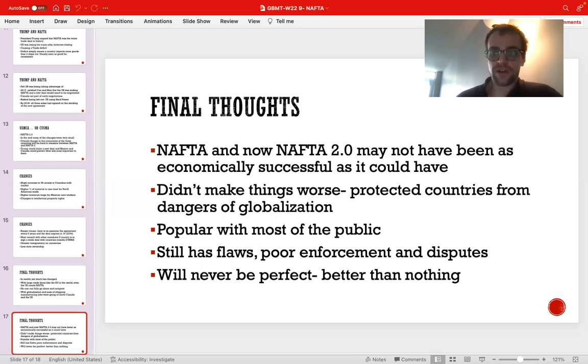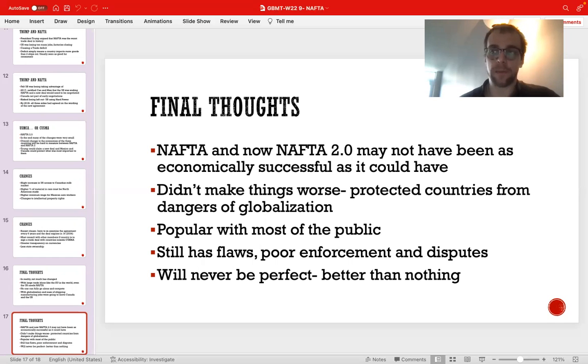So some final thoughts also, that NAFTA and now NAFTA 2.0 was not as successful as it could have been and did not sufficiently protect workers and the economies of the members in the agreement. Nevertheless, it didn't make things necessarily worse than it would have been without it. And many of these tendencies would have continued regardless without NAFTA. In fact, NAFTA did actually protect societies from certain aspects of globalization that could have been more disruptive to their economies and their societies. And NAFTA 2.0 contains some new features, as we've discussed, which helps mitigate some of these concerns. However, of course, not all of them.